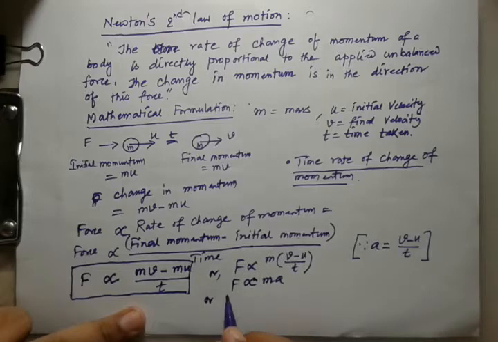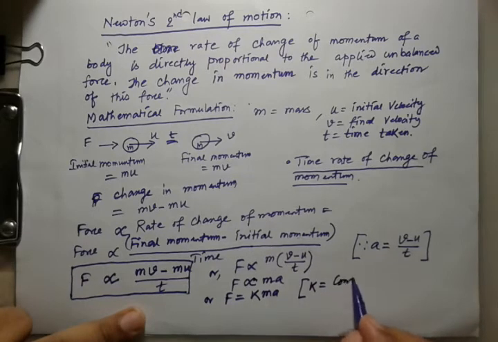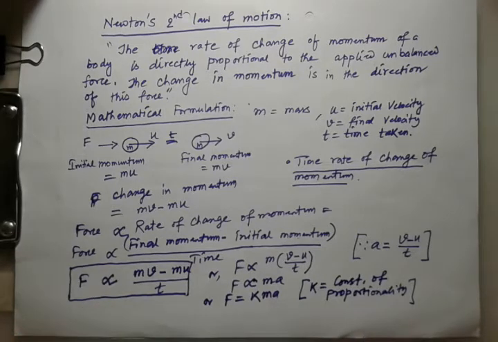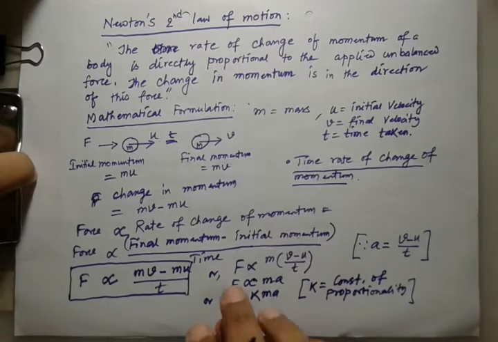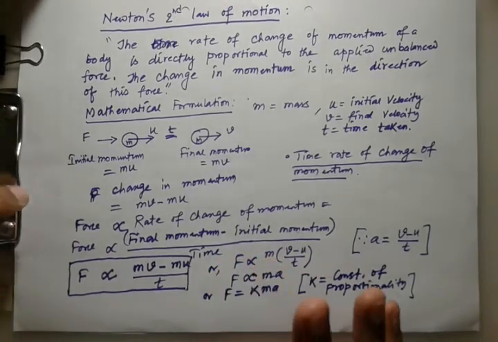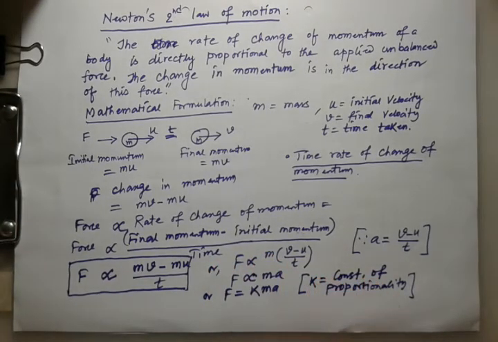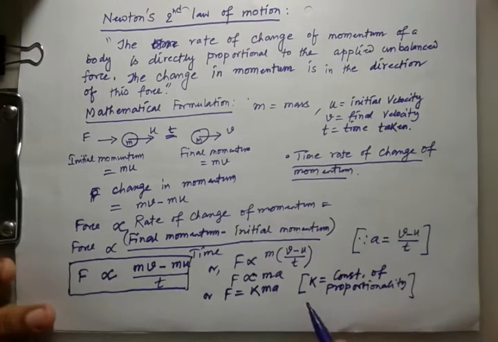So you can write F is equal to k into m into a. This k is called the constant of proportionality. So write down: k is called constant of proportionality. Normally the formula has been chosen in such a way that the value of k is equal to 1. So normally k is equal to 1.